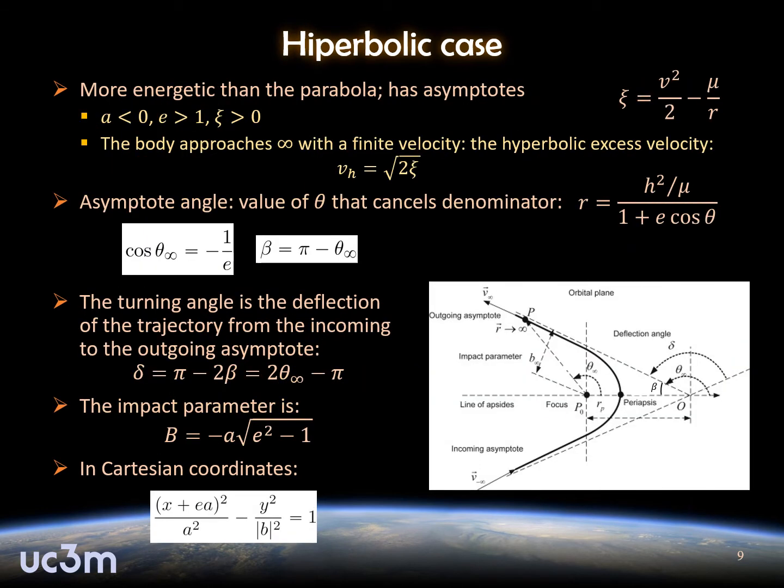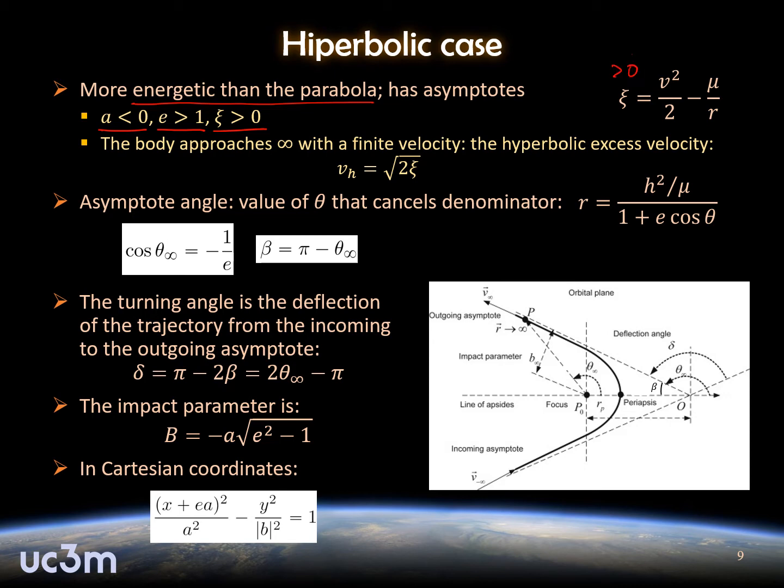Finally, in the hyperbolic case, the body has more energy than the minimum necessary to reach infinity. That is, it is more energetic than the parabolic trajectory. The hyperbola has a negative semi-major axis, an eccentricity that is greater than 1, and, as we have just said, a mechanical energy that is greater than 0.